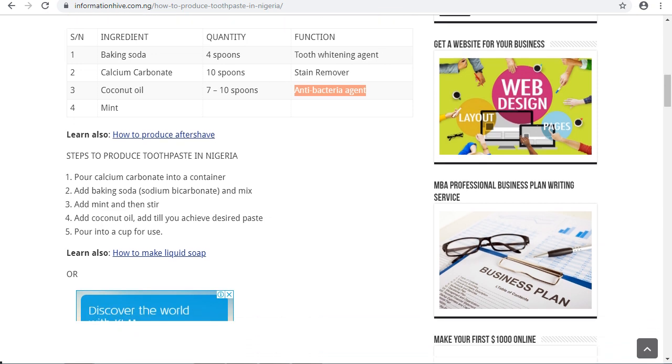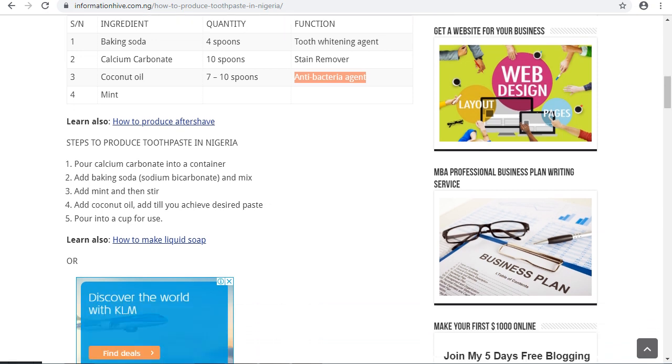That is the paste. So the steps to produce this toothpaste: pour calcium carbonate into a container. Add baking soda, which is sodium bicarbonate, and mix. You might be asking, how do I get all these? They are available in the market. Go to the market and ask where they sell all those chemicals you can use to produce detergent, soap, liquid soap, toothpaste and all that.